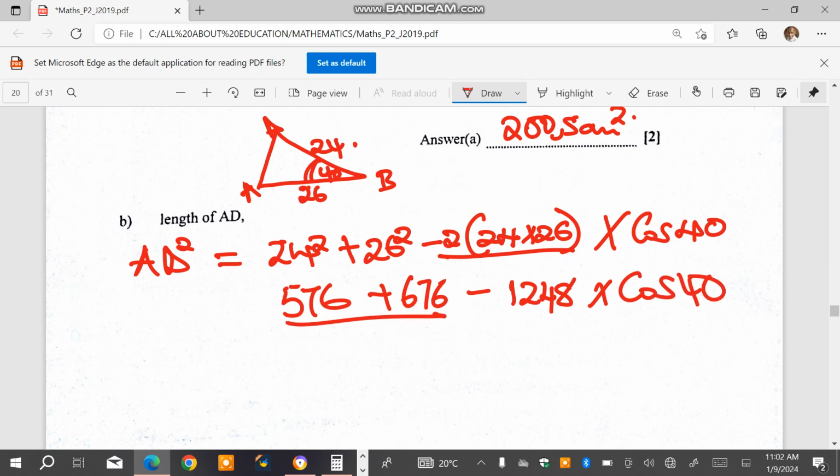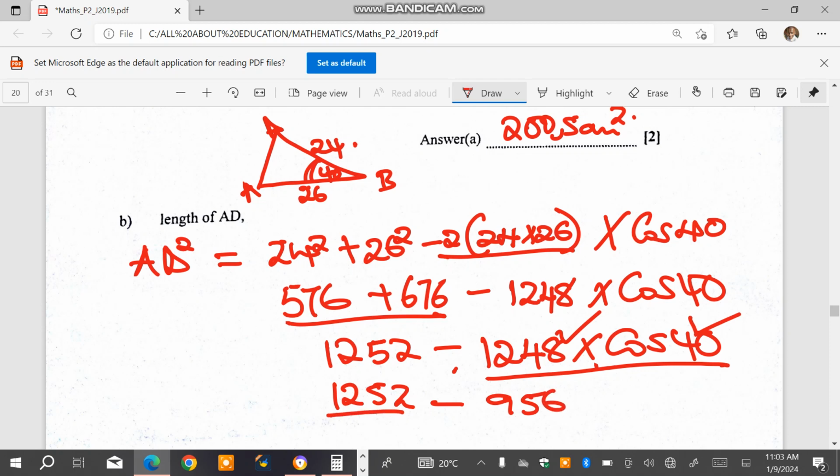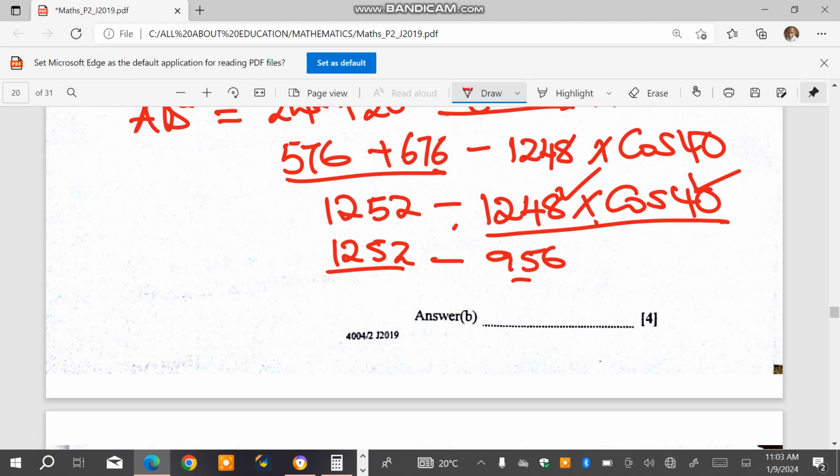Then you're going to add this one. If you do it correctly, you're going to obtain 1252 minus 1248 times cos 40. What you are going to do here is multiply first, then subtract, because multiplication comes before addition and subtraction. Then you're going to have 1252 minus, if you multiply this one times this one, you're going to obtain 956. Then if you subtract, you are going to obtain something like 295, if I'm not mistaken.